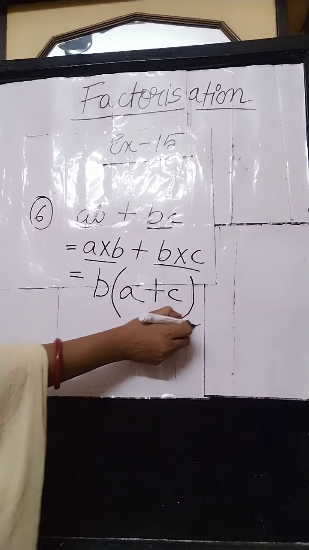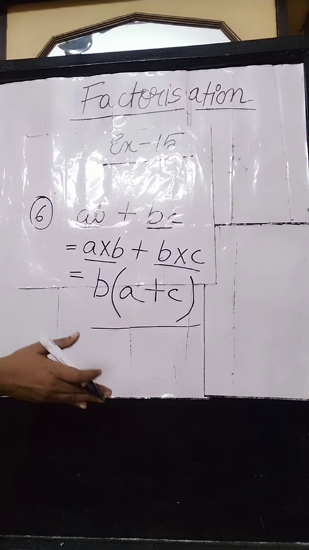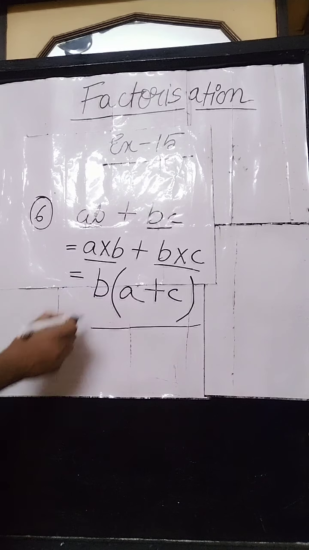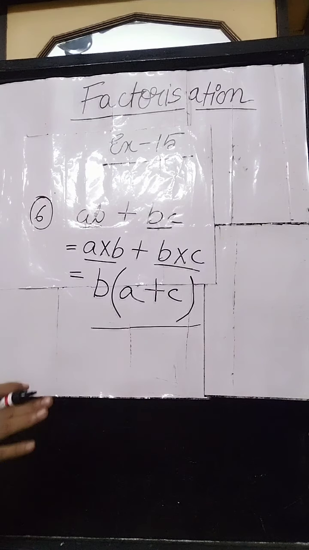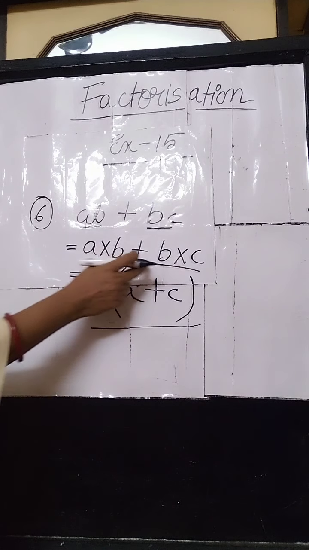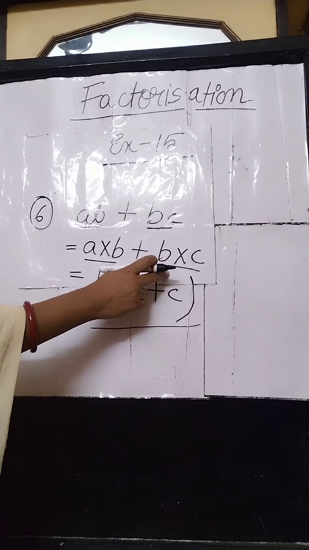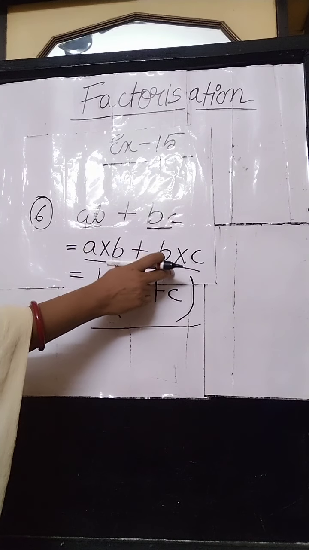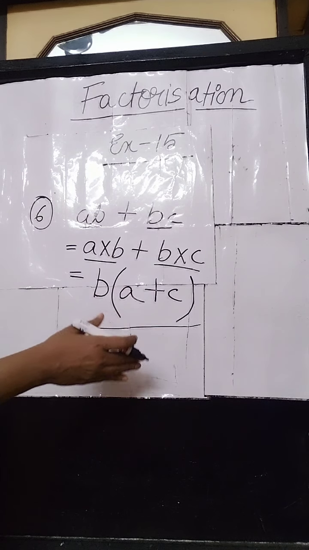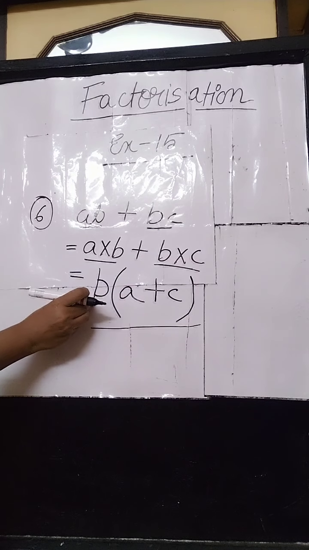This is how we will solve the sums, only up till this. This is the end of the sum. After this you don't have to do anything. We will only take the common factor outside the bracket and leave the sum like this. So B is a common factor because B is present in both the terms, and being a common factor we are taking B outside the bracket.